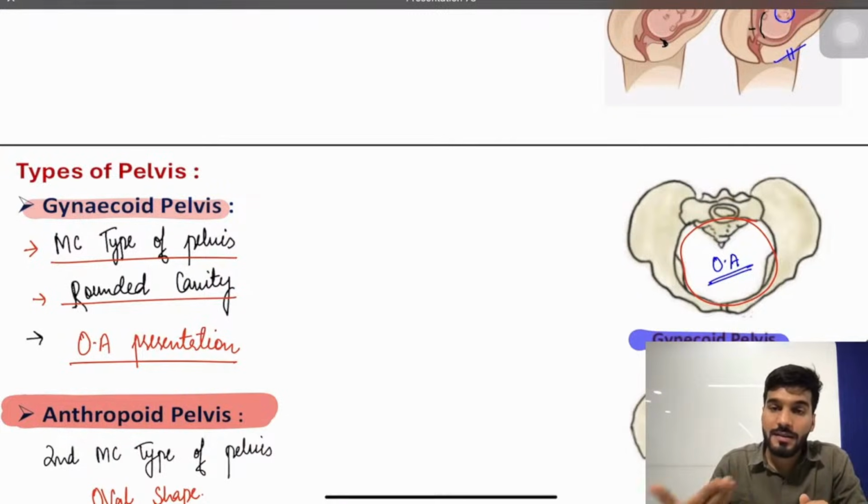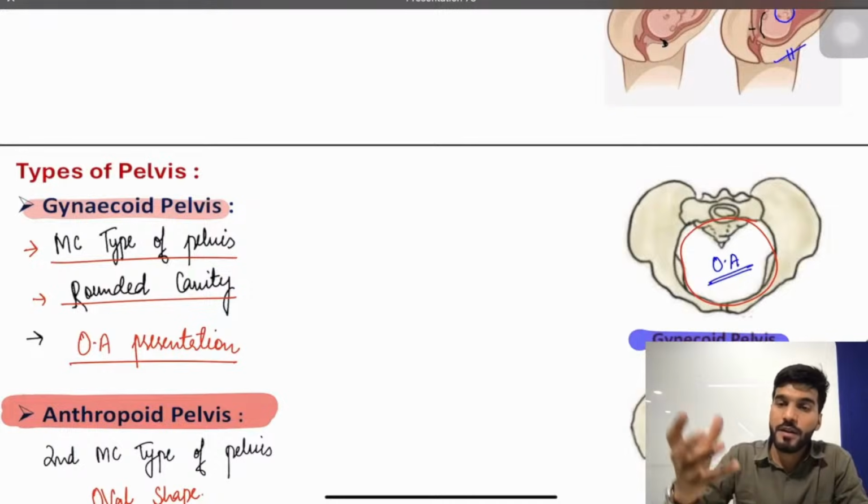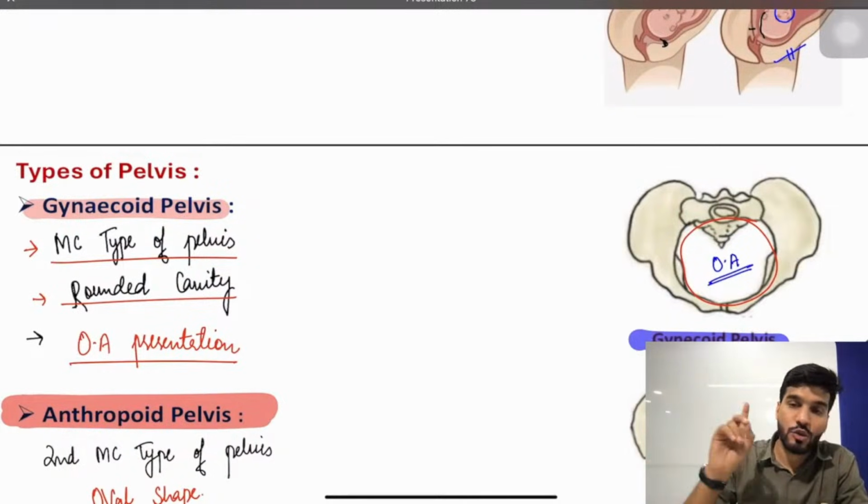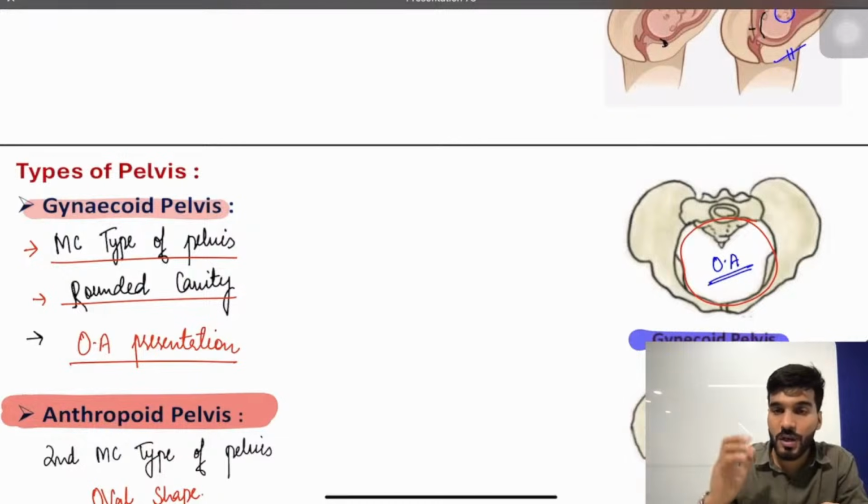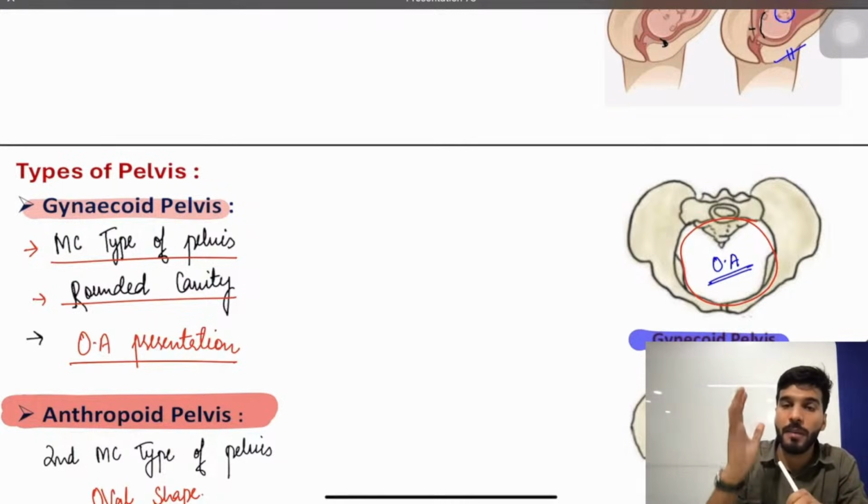Followed by gynecoid, we discussed the anthropoid, oval shaped pelvis. We have occipito-posterior presentation. That's why face to pubis delivery is happening, because occipito-posterior is not converting to occipito-anterior. So whenever face to pubis delivery comes, think of an oval shape, anthropoid pelvis. Followed by that, we have the triangular or heart shape, which is spacious posteriorly and narrow anteriorly. When it's spacious posteriorly, it tries to convert to occipito-anterior, but in the middle it gets stuck.